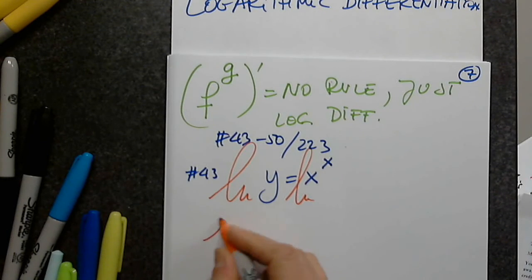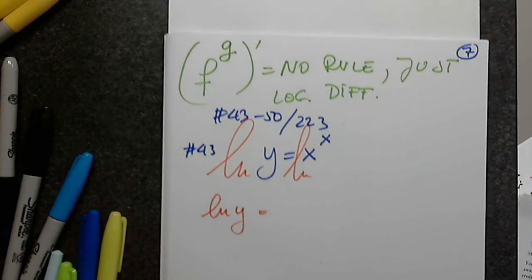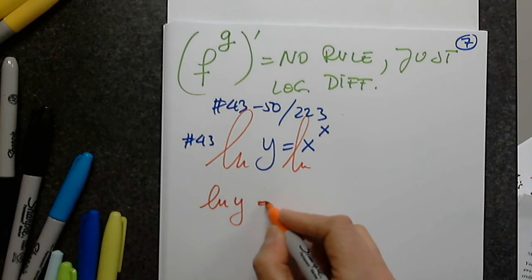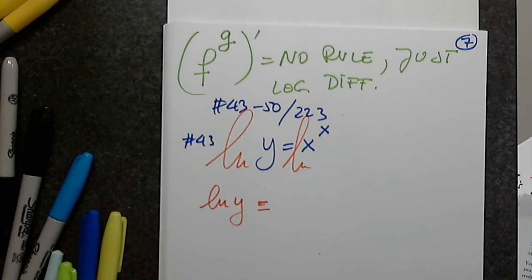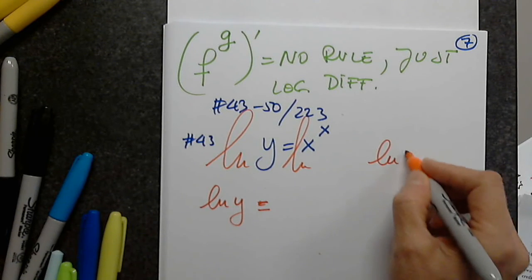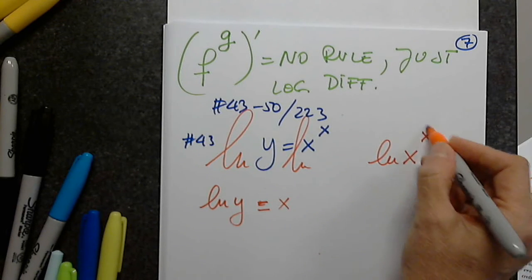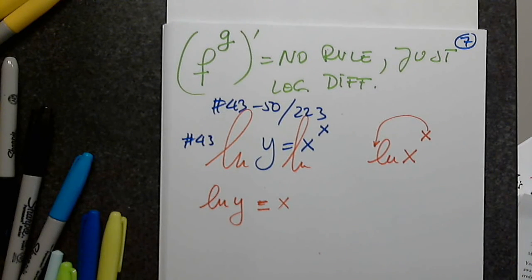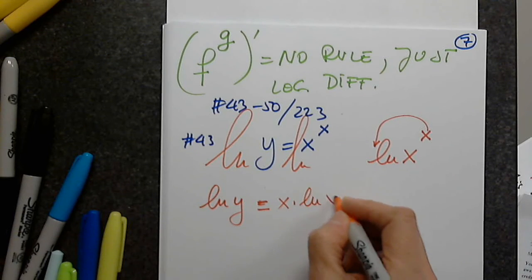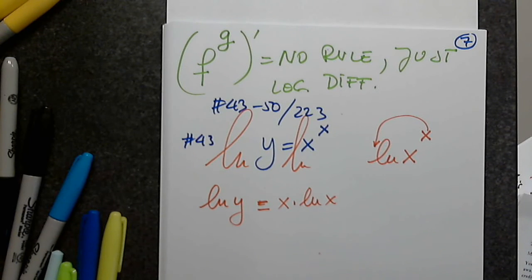The left-hand side is natural log y. But can anyone apply a property and simplify the right-hand side a little bit? So what do I write? Instead of natural log of x raised to x. Very good. The power goes in front as a factor. And this I know how to differentiate. But I had to apply natural log to both sides.